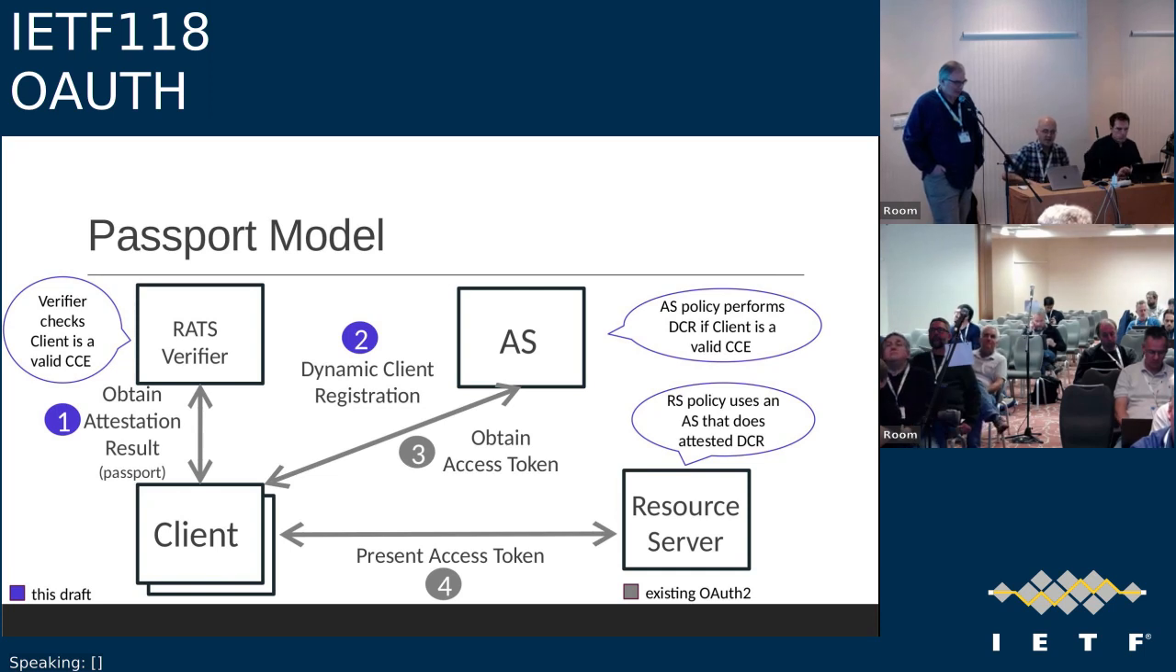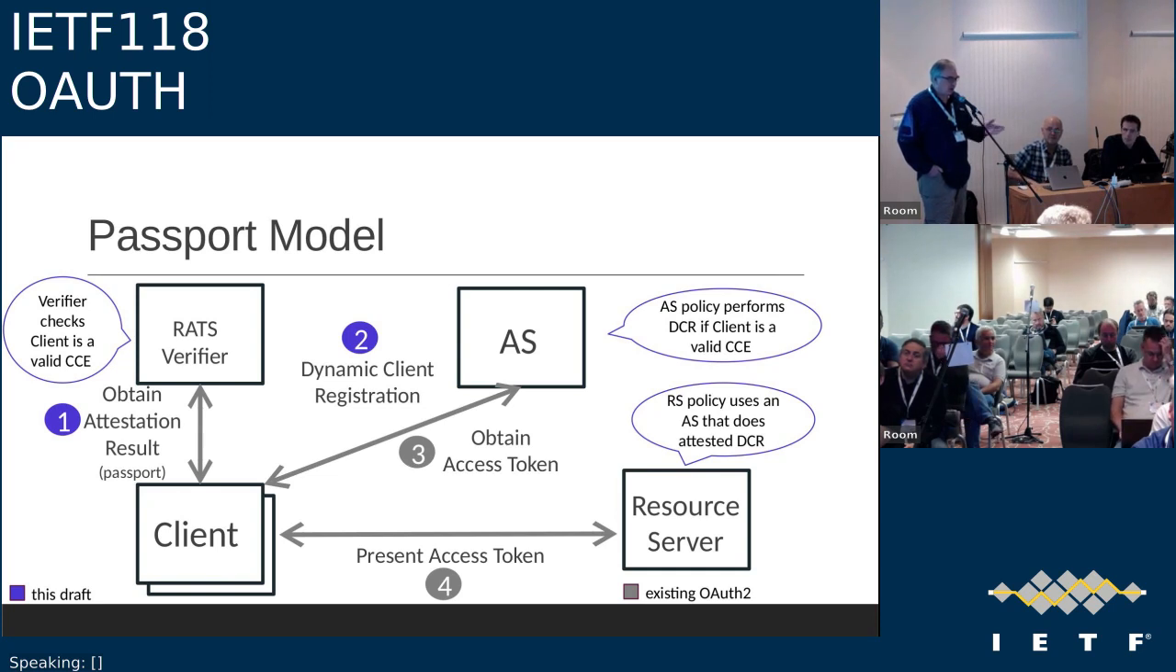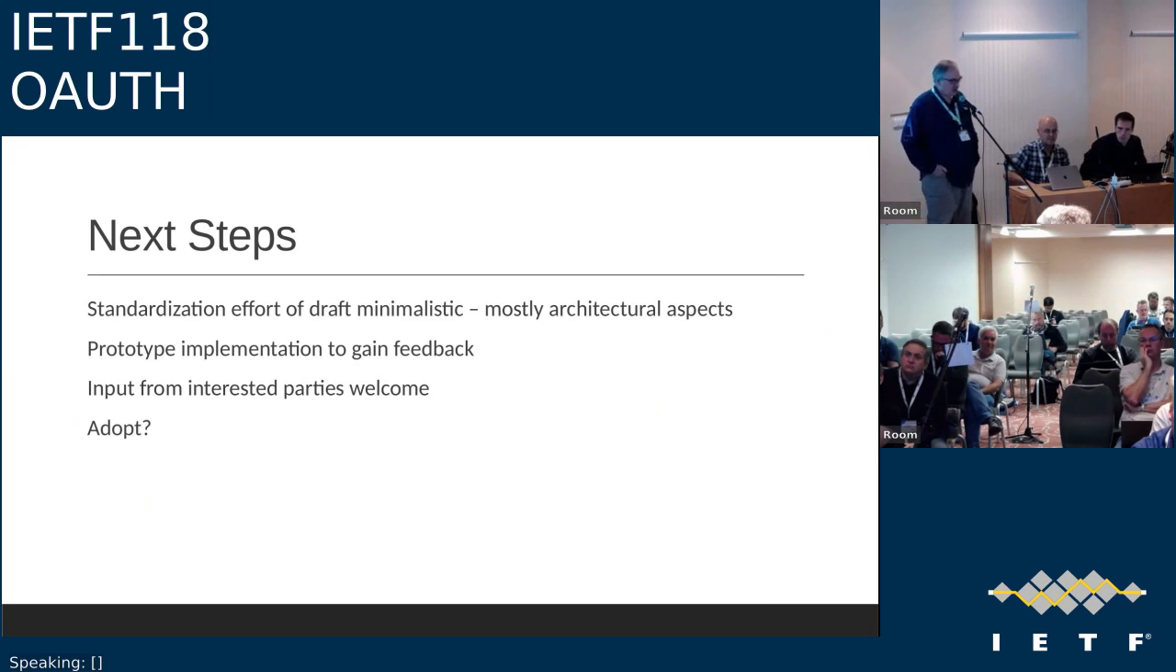As a result, all the downstream resource servers essentially have a policy that says, I'm going to use this particular AS because I know that it's performing this check. That's how the entire system benefits from the knowledge that the client is in a confidential compute environment. Next slide. So we think the standardization effort is pretty minimalistic. It's mostly architectural. There's prototype development work going on now, and we intend to get your feedback. And of course, anybody else who's interested in working on this, we'd certainly like to find out who you are. And otherwise, should we adopt this?